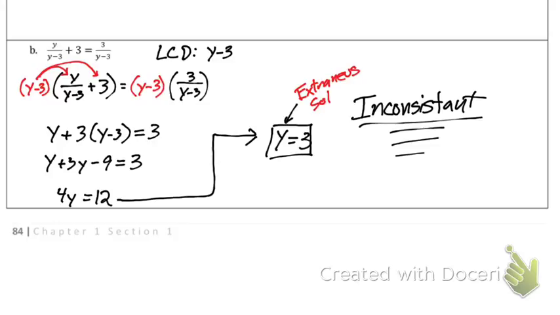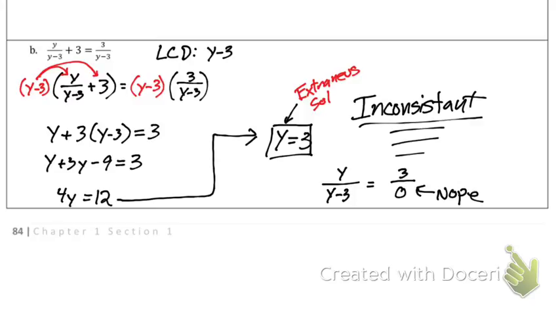And it's an extraneous solution because if I were to plug it back in, for y over y minus 3, if I plug that 3 in, we'd come up with 3 over 0. Nope. It's an extraneous solution, it is inconsistent.